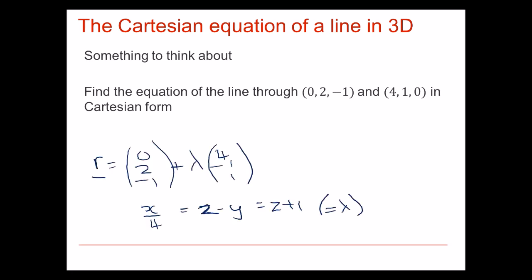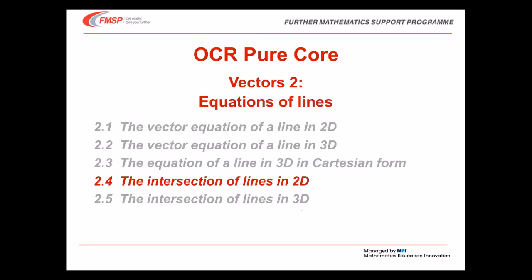Here is a possible vector equation and the associated Cartesian form, if you wish to check against it later. In the next session, we will look at the intersection of lines in 2 dimensions.